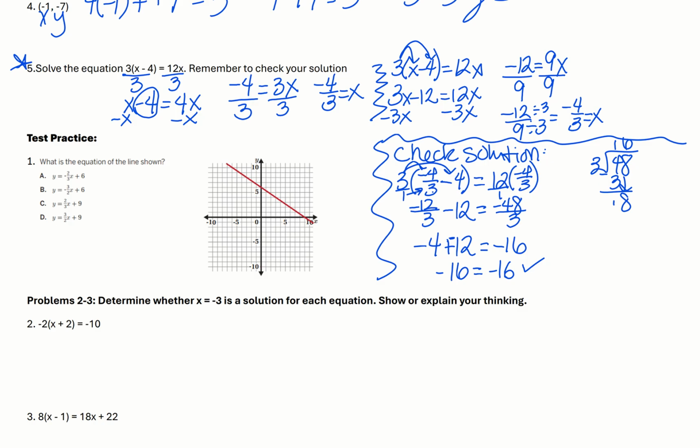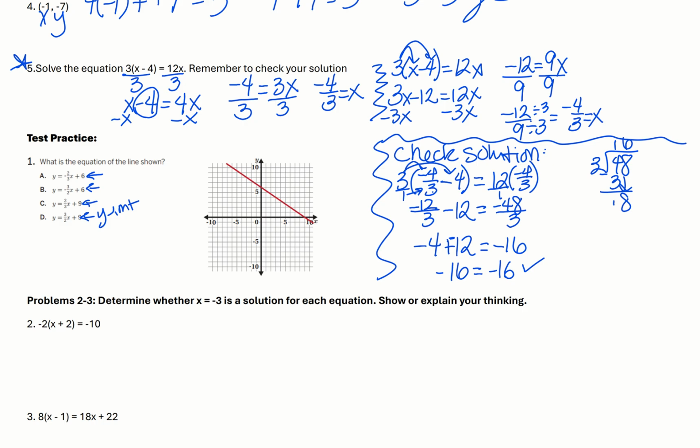All right, number 1 in test practice. This is a review question from our last unit, which we will have retakes for. So it's really important we figure out why and how. So the first thing I would do is I would go look at the y-intercept, right? This number here, these are our y-intercepts. So that's the first thing I would go look at.